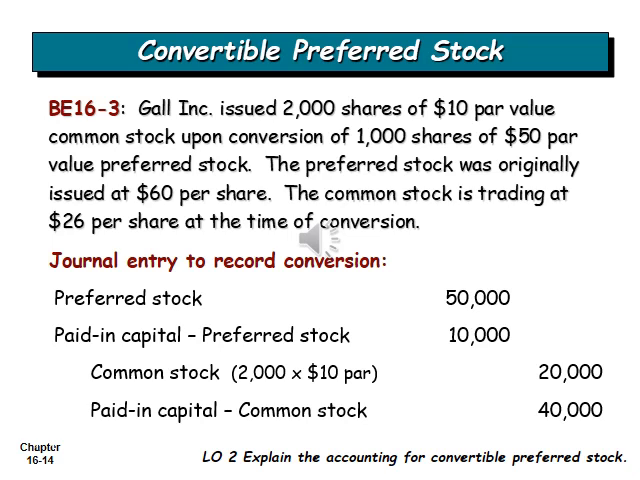Now, notice that sometimes the difference will be on the debit side. In this case, we don't recognize a loss, but we debit retained earnings. That will be debit retained earnings, not gain or loss from conversion.